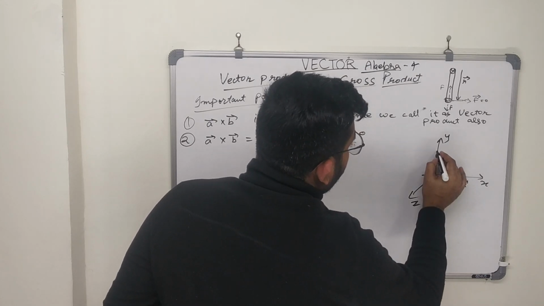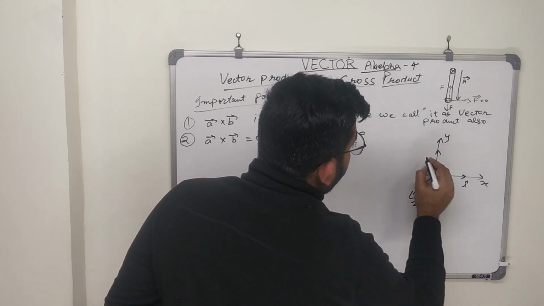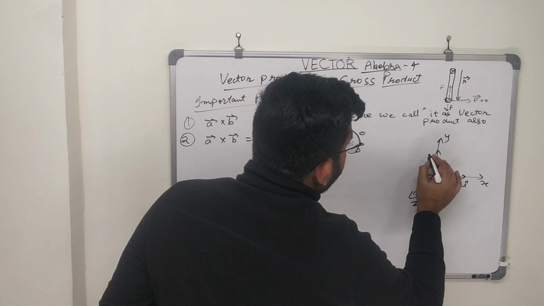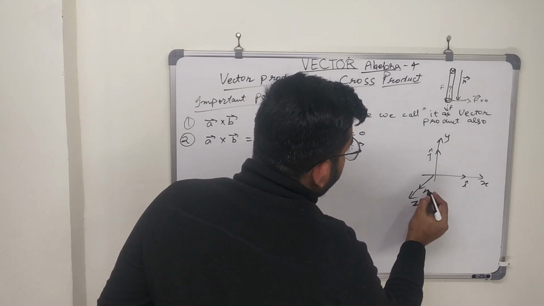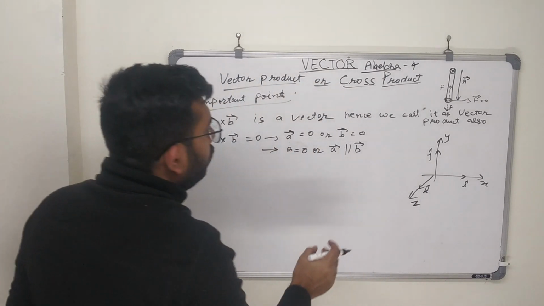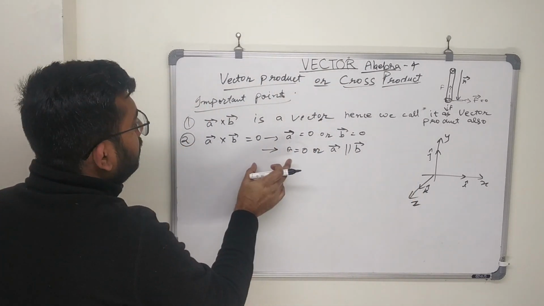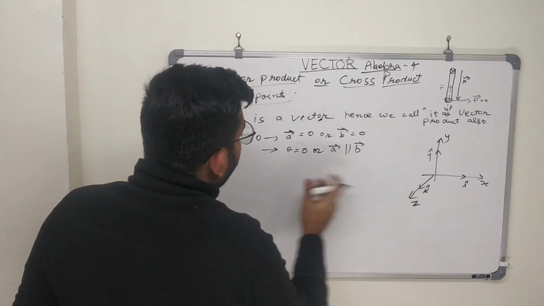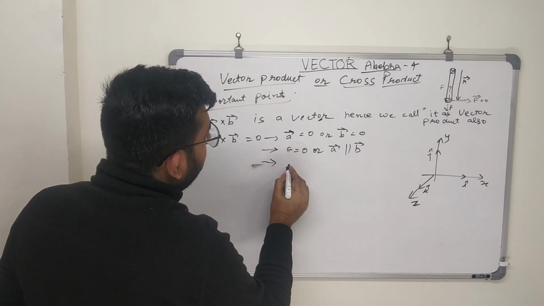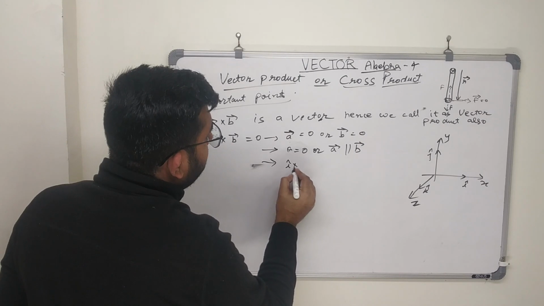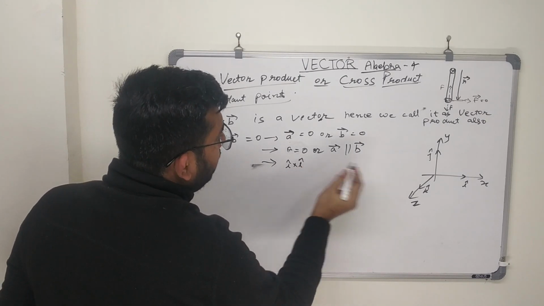and unit vector along y-axis is j cap, and unit vector along the z-axis is k cap. So parallel vectors का ये भी एक example है. With the help of this we can say that i cap cross i cap will be equal to 0.